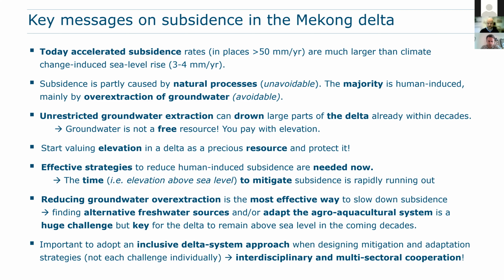And then it's very important to adopt this inclusive delta system approach. So design mitigation and adaptation strategies that don't target one individual process, but really cross these processes, both from the natural system and the social economic system.